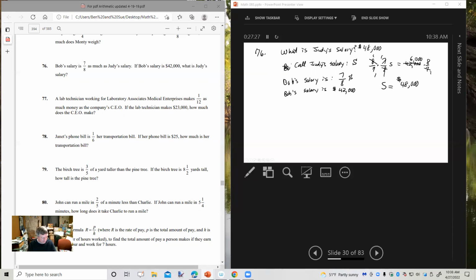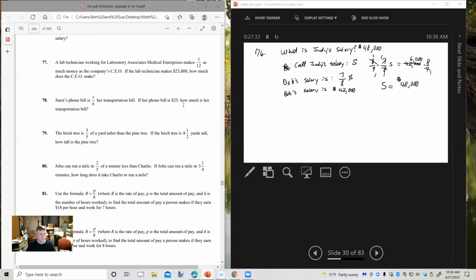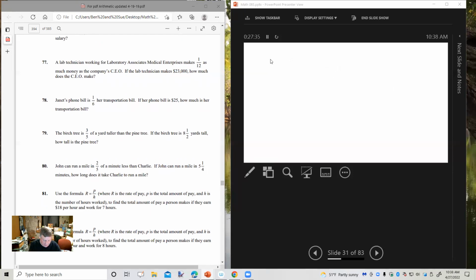$48,000. And there you have it. Okay, any questions about that one? Let's take a look at 77. A lab technician working for Laboratory Associates Medical Enterprises makes 1/12 as much money as the company's CEO. If a lab technician makes $23,000, how much does the CEO make?